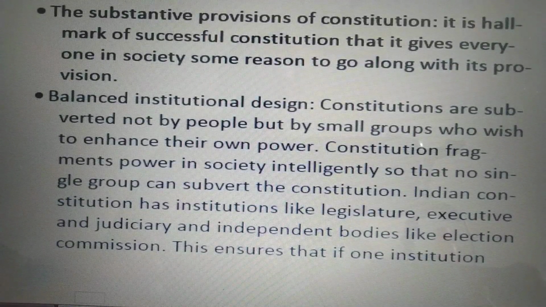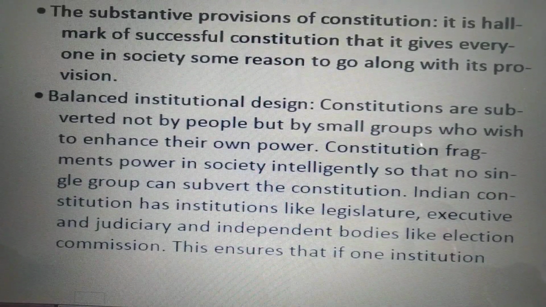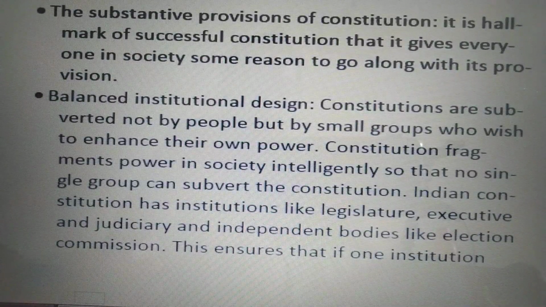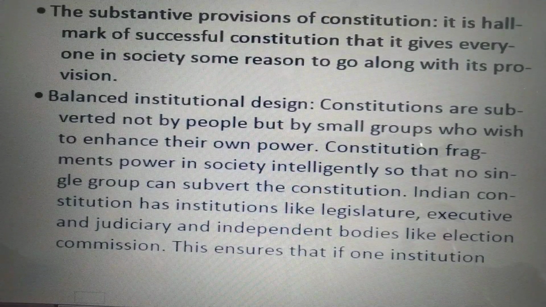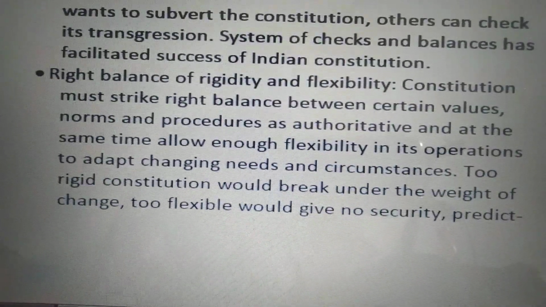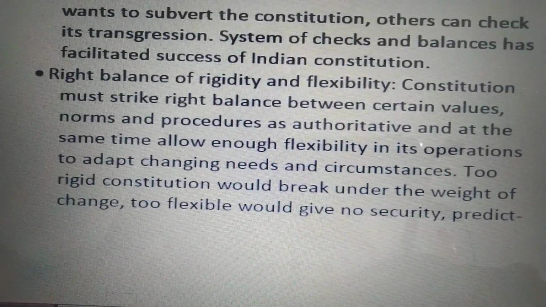So to deal with such a situation, the Constitution of India has intelligently divided power of government among institutions like legislature, executive, judiciary, and independent bodies like the Election Commission. So that if one institution tomorrow tried to subvert the Constitution, the other institution could check the transgression made by that institution. So this is how it ensures that the Constitution remains an effective one. The property of checks and balances among institutions makes it an effective one.